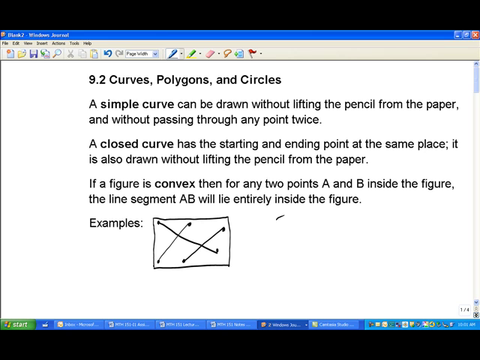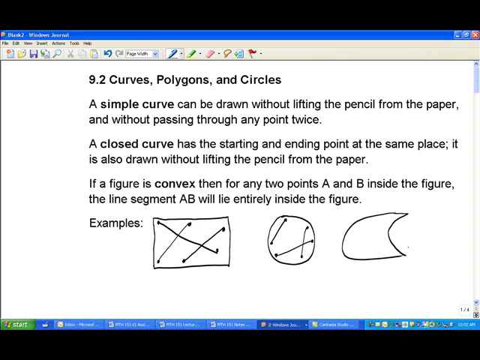Let's look at some other figures. This is supposed to be a circle. It's a little bit lopsided, but it's close enough since my figures didn't transfer. This would be a simple curve. We drew it without lifting the pencil from the paper and without passing through any point twice. It is also closed and it is convex. As you can see, anywhere I choose my 2 points, when I draw the line segment between them, it's always inside the circle. Alright, so the first two figures we had met all three qualifications.